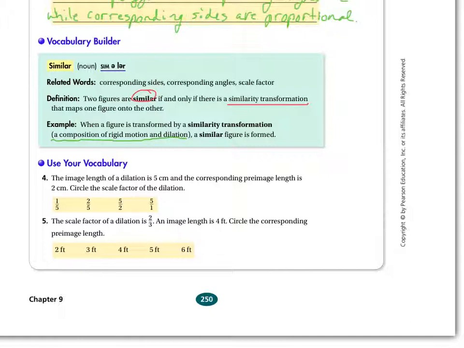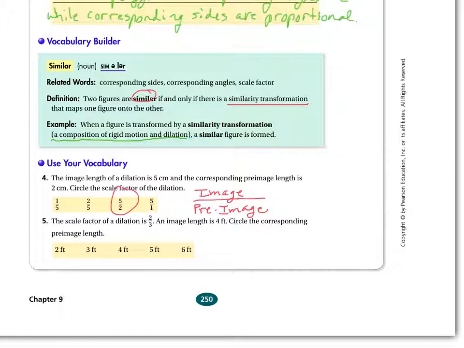The image length of a dilation is 5 centimeters, and the corresponding pre-image length is 2 centimeters. Please circle the scale factor. Again, that's a review, so figure out which one's the scale factor. What is the scale factor? What over what? Image over pre-image. So which one did you circle? 5 over 2.